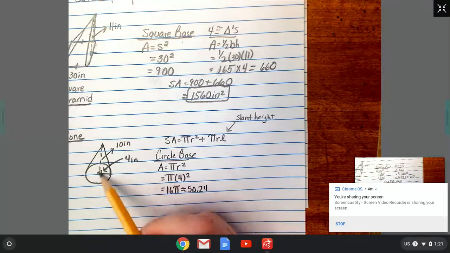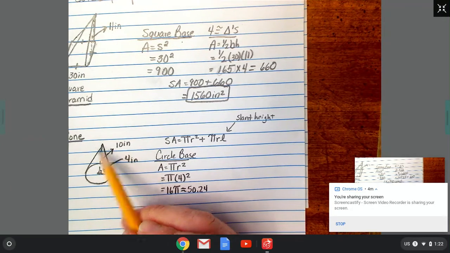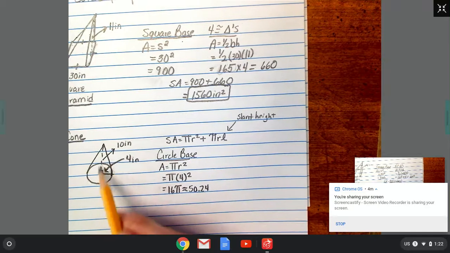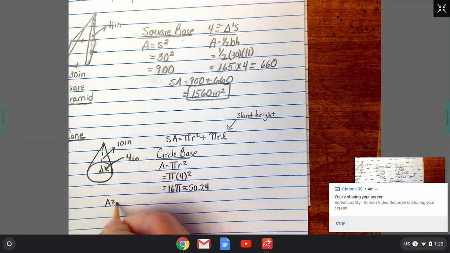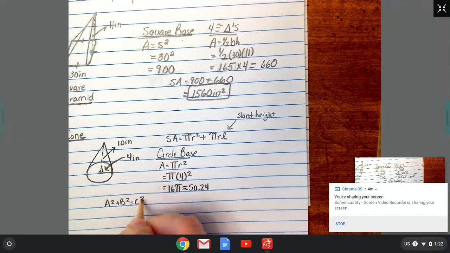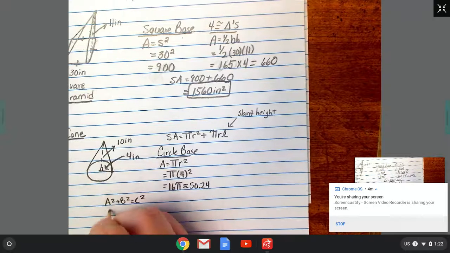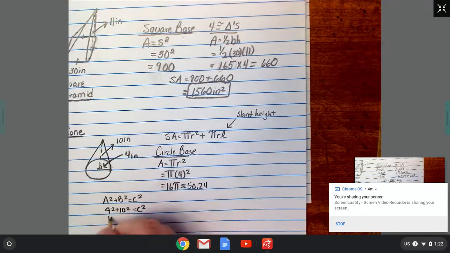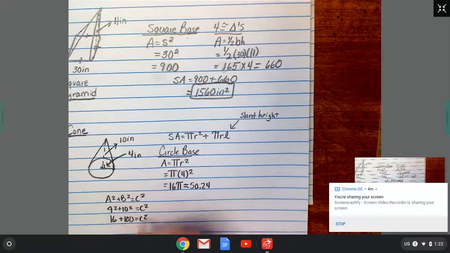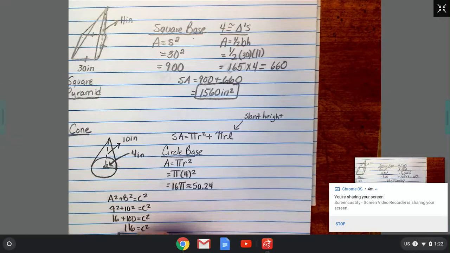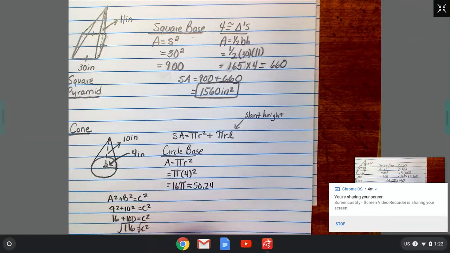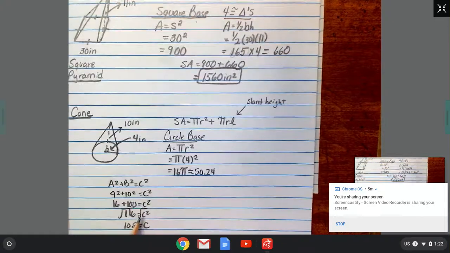So I have this triangle that's formed by this curve of this cone. Okay, so since I need to know the slant height, I'm going to have to calculate this triangle. So I'm going to have to do a squared plus b squared equals c squared. Now you won't always have to do that, but sometimes if they don't give you the slant height, you have to do that. So that's 16 plus 100, 116, square root. So that is 10.8. Okay, using the Pythagorean theorem.